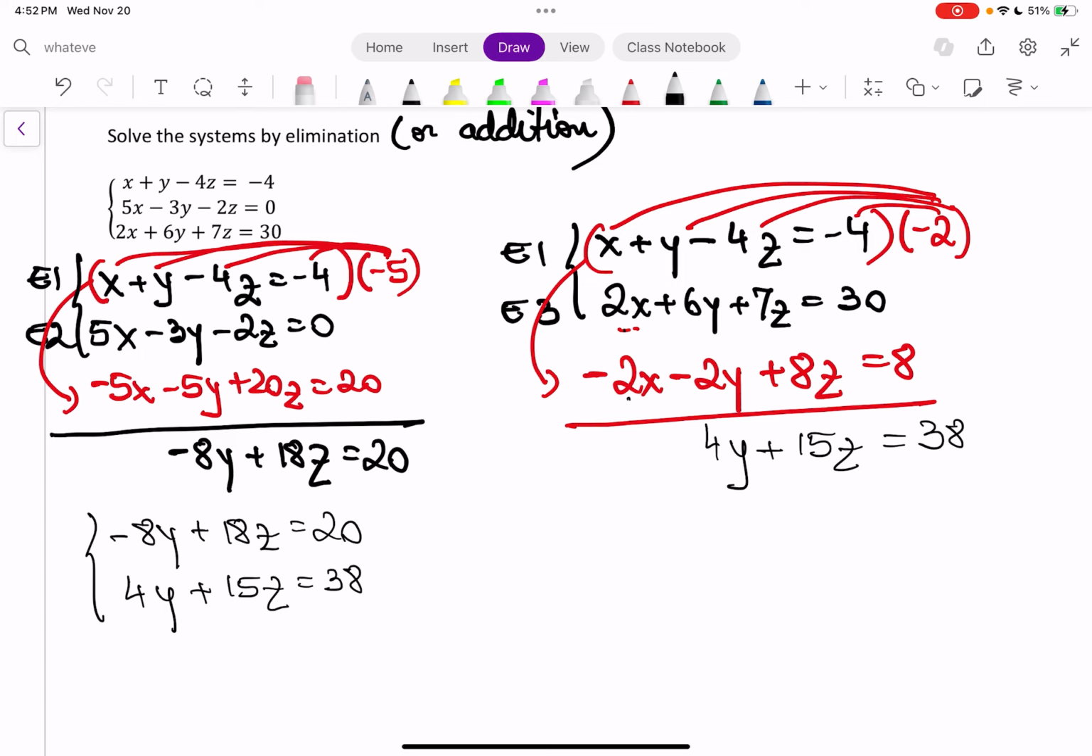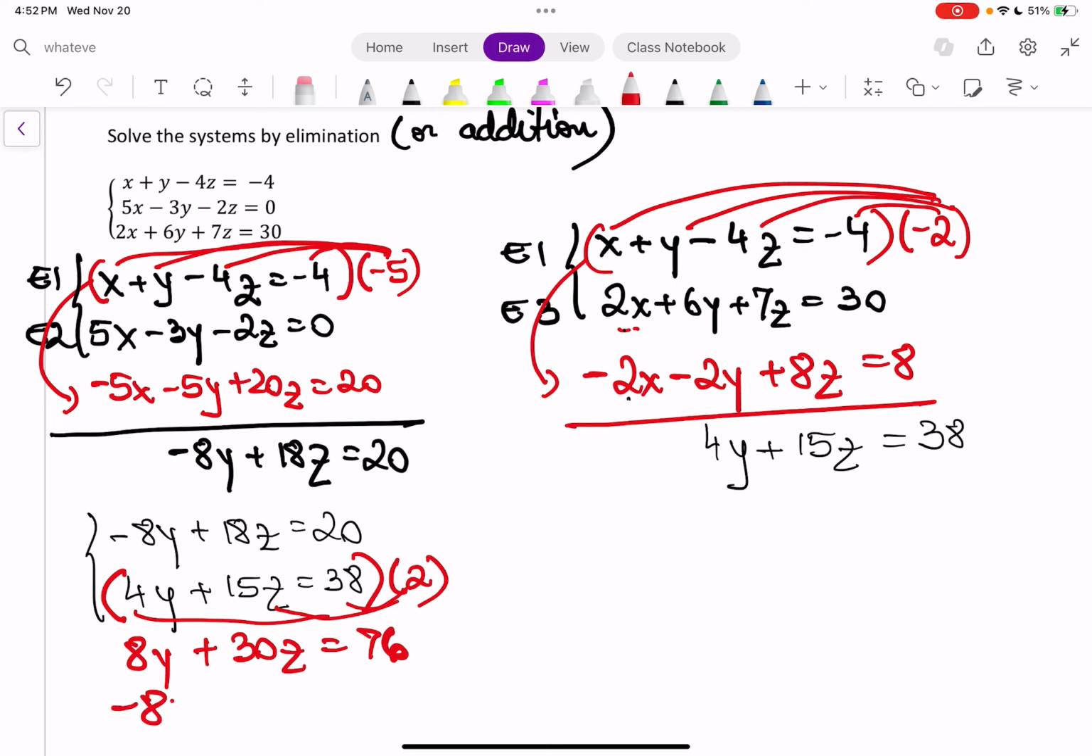All right. And now I have to solve it the way we did in 8.1. So I'm going to think about what I can multiply these equations by in order to, let's say, get rid of y. So it's really easy. As you see, 4 goes into 8 already 2 times. So a common multiple for 4 and 8 is 8. So if I just multiply the bottom equation by 2, that'll get me 8y plus 30z equals 76.